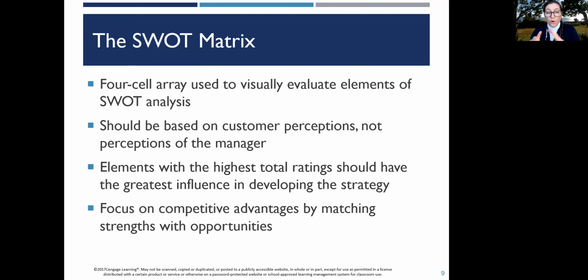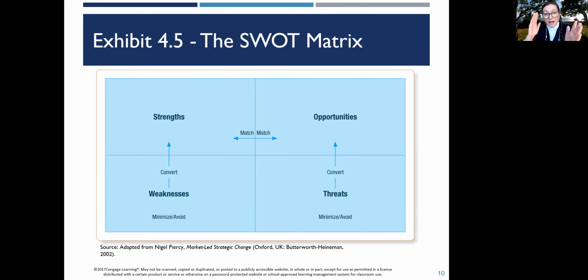We want to look at what are the elements identified in this SWOT that have the greatest influence. And when we're looking to identify competitive advantages, a good place to start is trying to see if there's any sort of match going on between the strengths and the opportunities. So this is graphically representing that point, right? When we look at the strengths and the opportunities, we're looking for a match across the two.